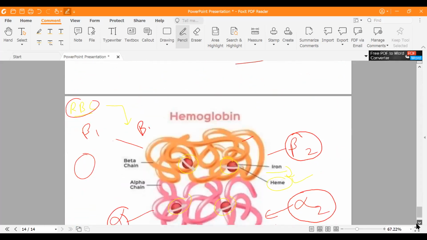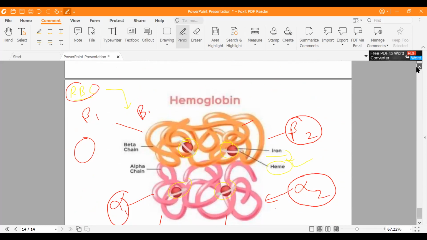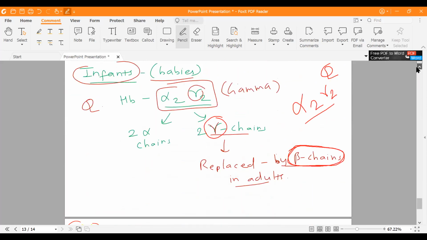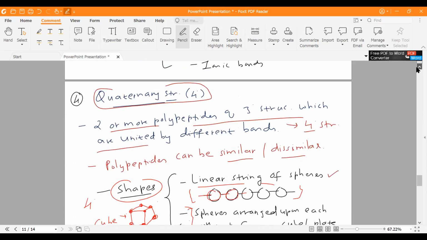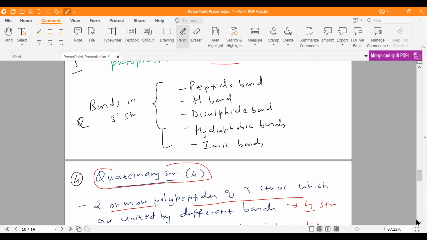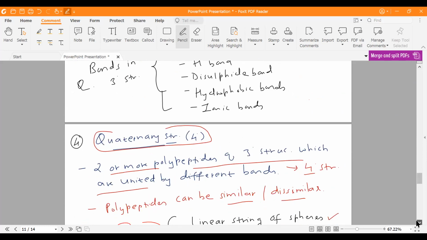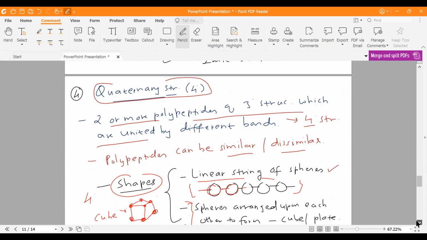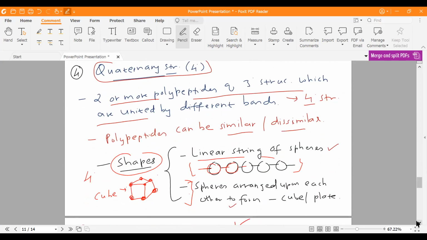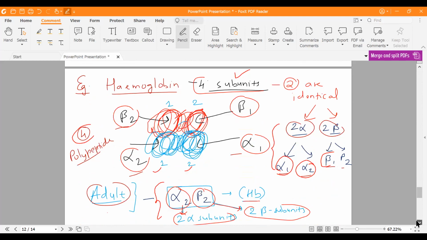Got it? So this is all we have. Hemoglobin is very important; they frequently ask this. What kind of bonds will be there in this quaternary structure? It will mainly have hydrogen bonds, salt bridges formed by inorganic ions, and the hydrophobic effect. So this is what we have in hemoglobin.